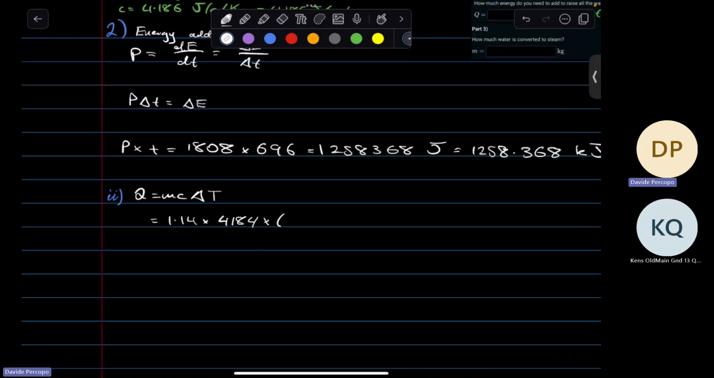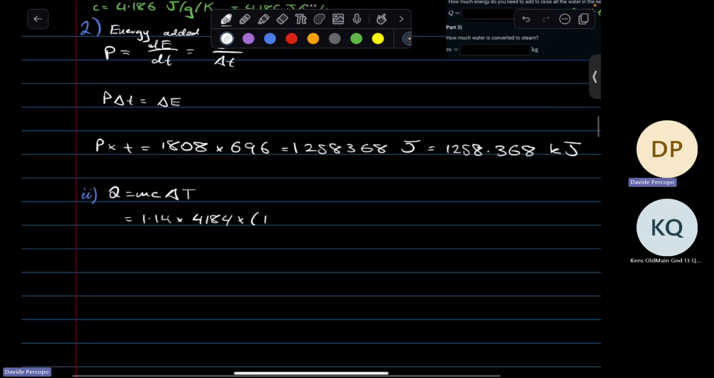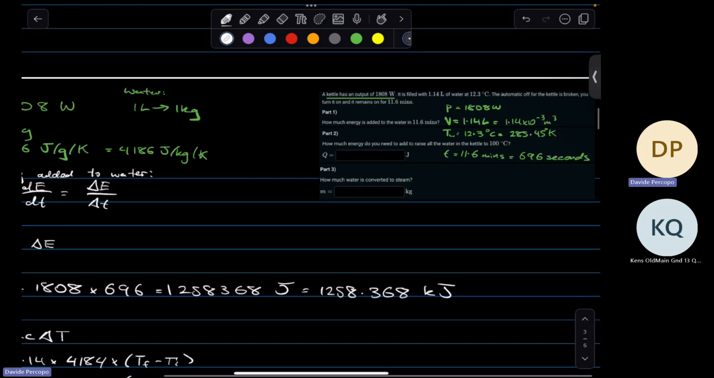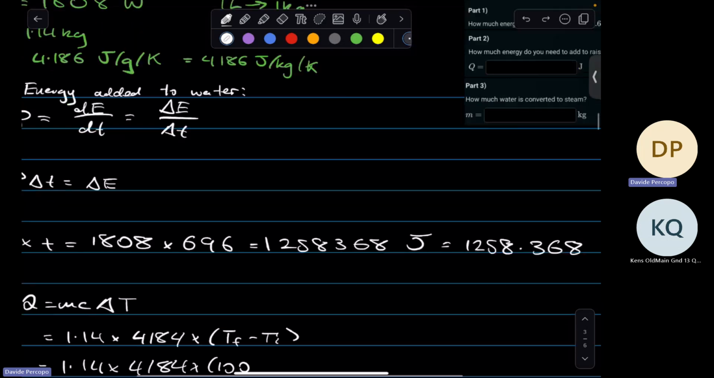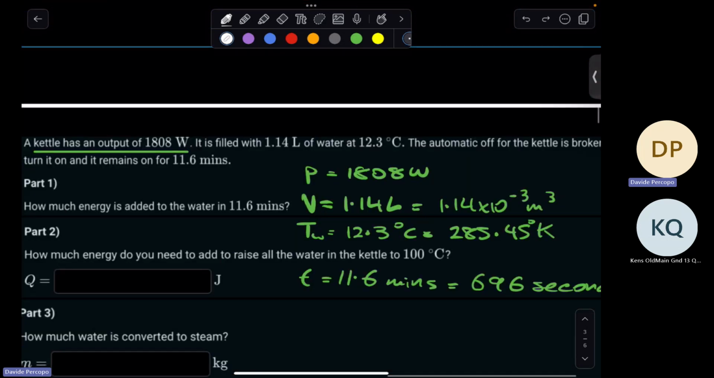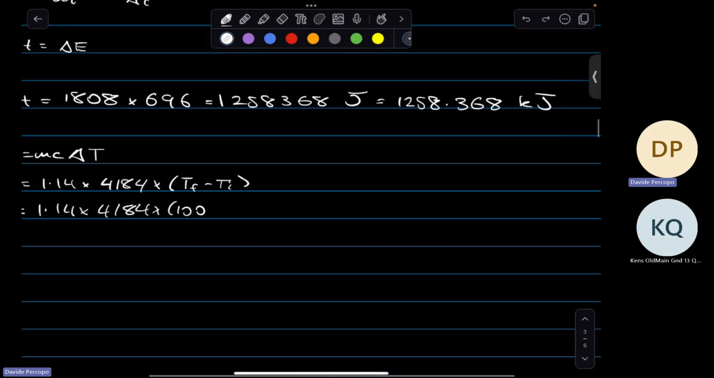Now delta T. Well, delta T is T final minus T initial. So this is 1.14 times 4184 times, now final temperature is 100 because we're trying to get it to 100 in this question. You guys can see that at the back, the question. And then its initial temperature was 12.3 degrees Celsius.